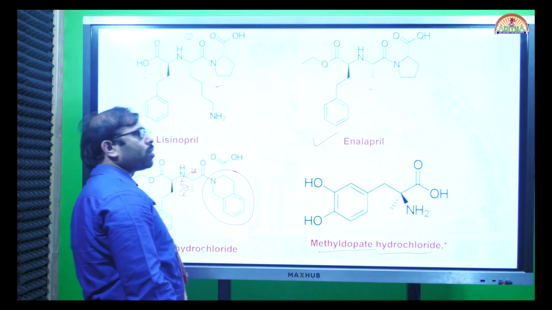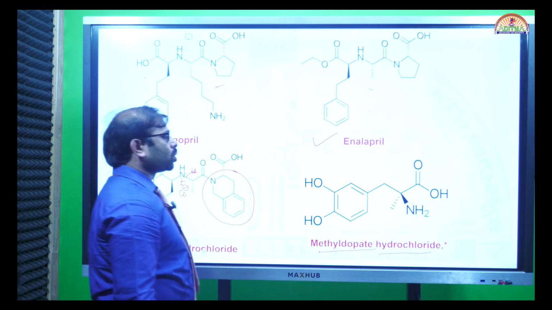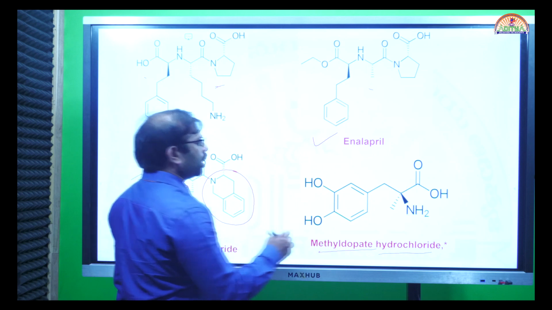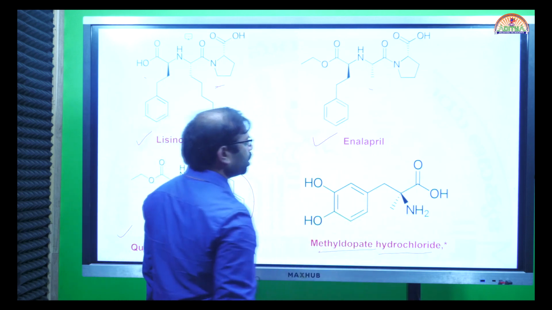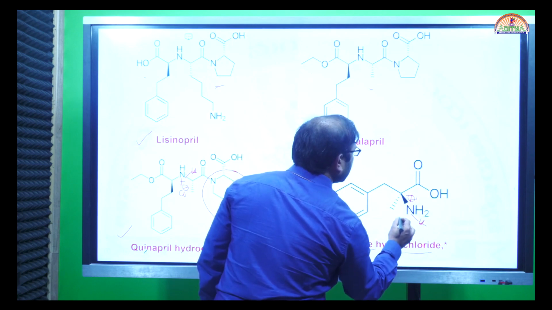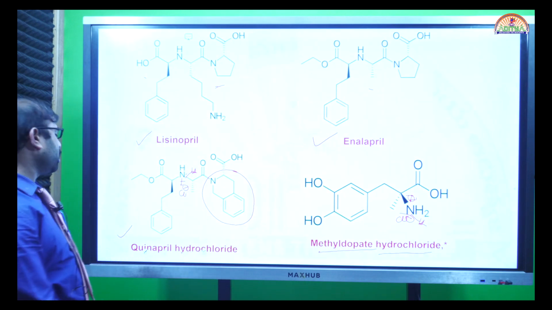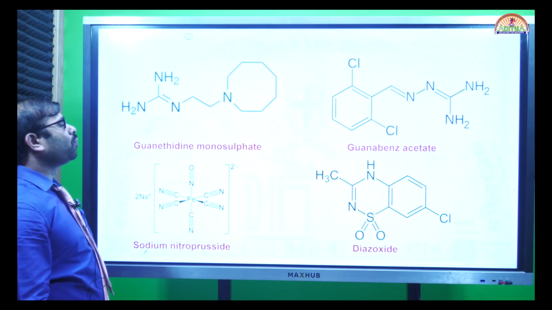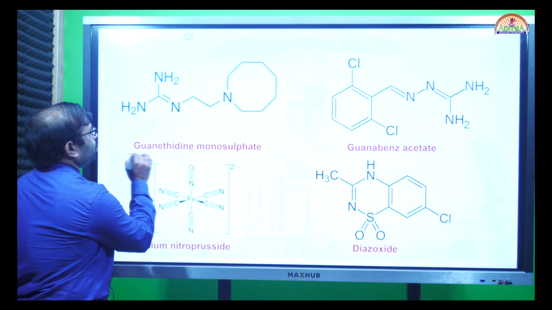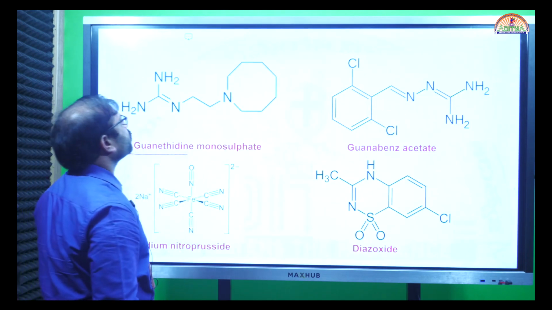There is a star mark, so we need to learn the synthesis of this methyldopa hydrochloride, right? Methyldopa hydrochloride is the methyldopa structure where the free amine exists in the form of hydrochloride, with an NH3 plus and a Cl minus. And there are four more structures that have been given. That is guanethidine, guanethidine monophosphate, correct?